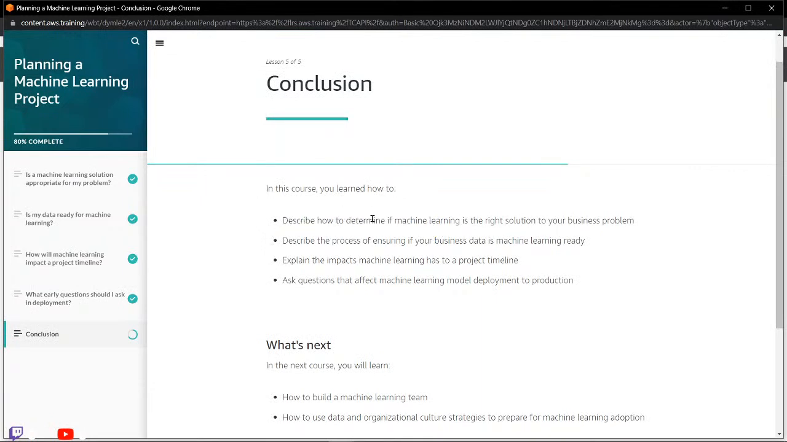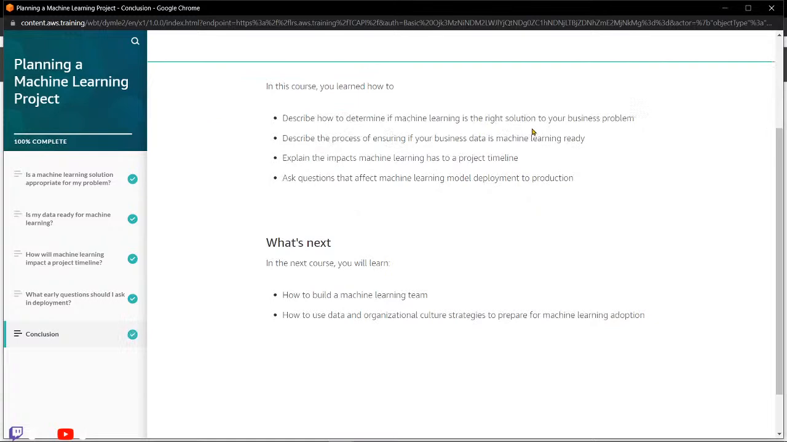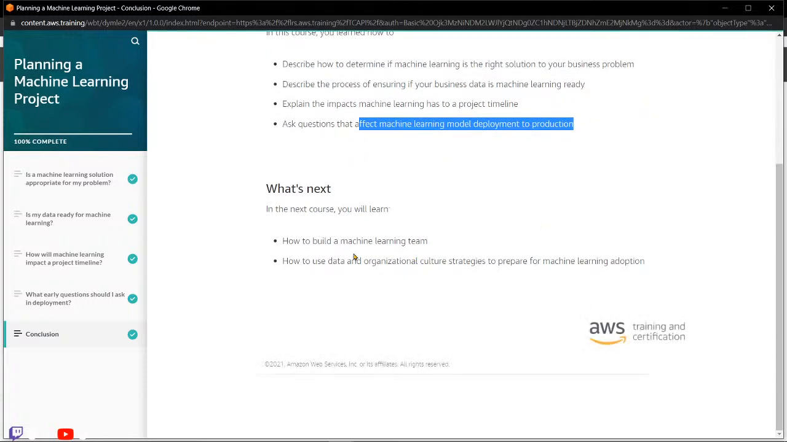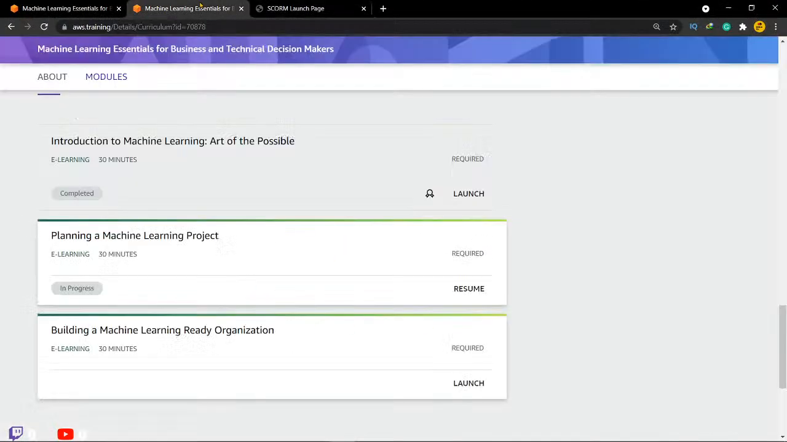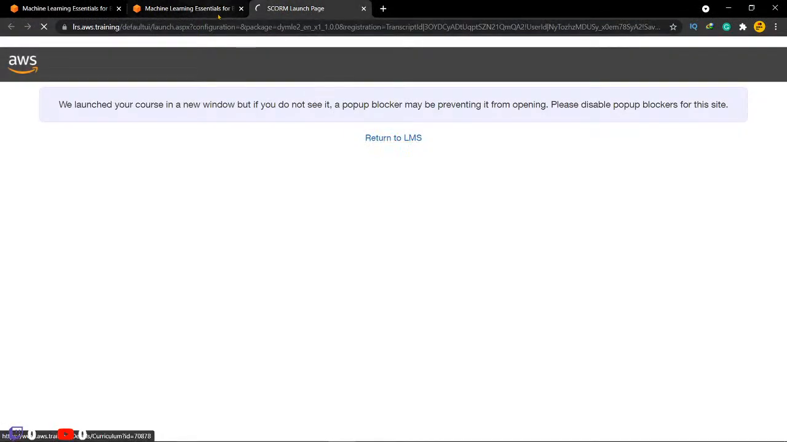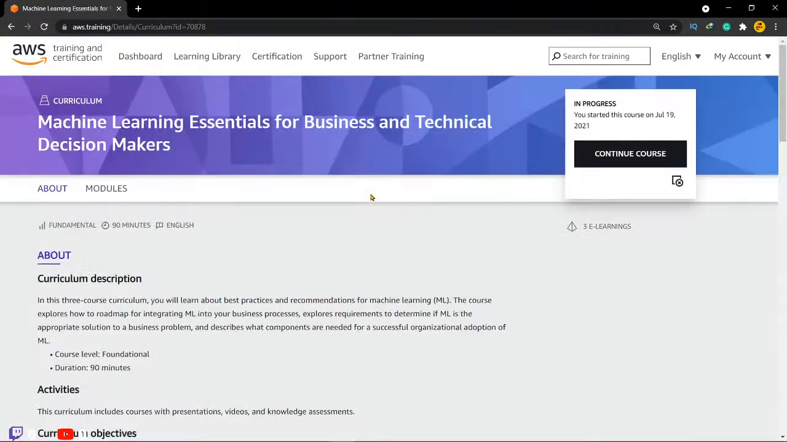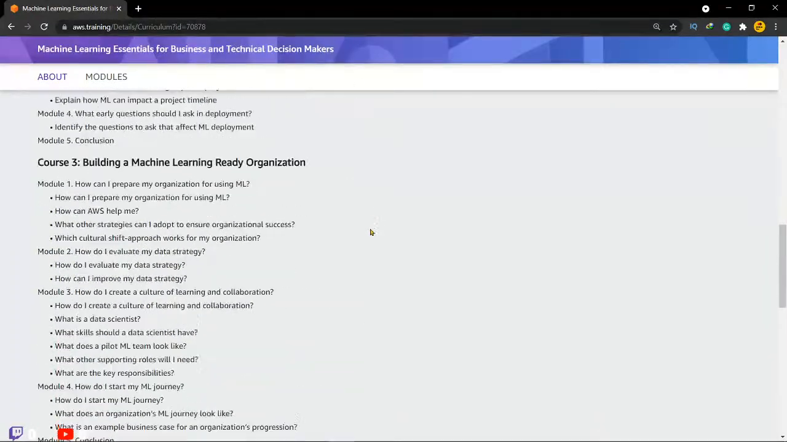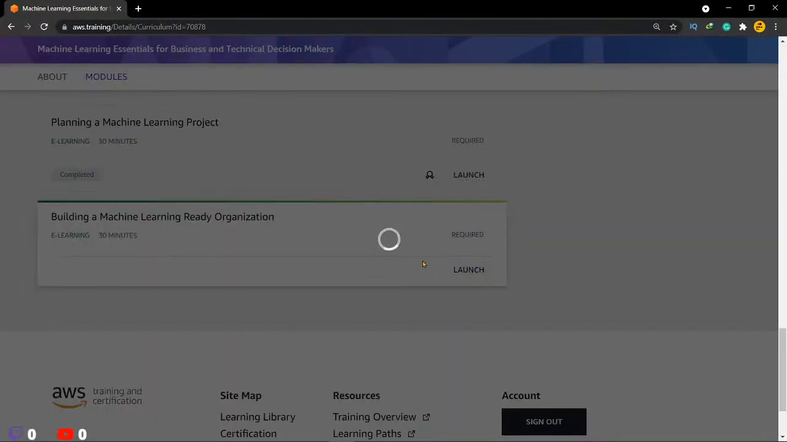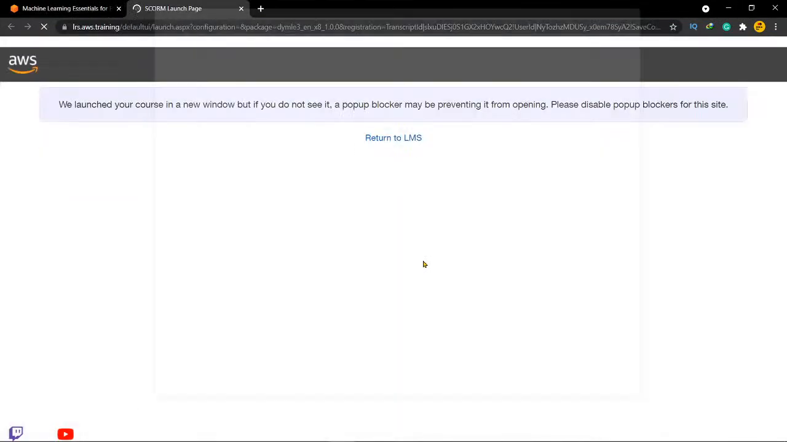So in this course, how to determine if machine learning is the right solution. The process of ensuring your business is machine learning ready. The impacts of machine learning on a project timeline. What's next? Moving on to the next, the final one, building a machine learning ready organization.